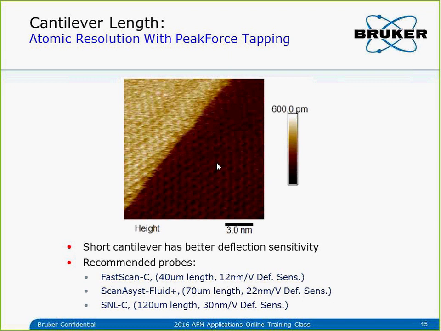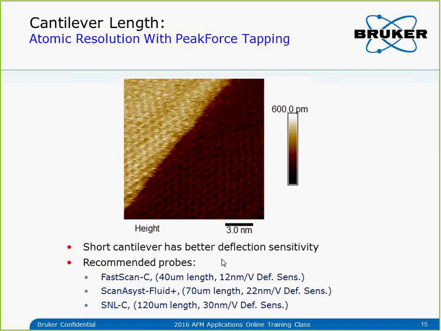Typically, I use the FastScan-C probe for this kind of application, to image the lattice at atomic resolution in typical tapping mode. The FastScan-C is a really small cantilever, only 40 microns in length, and the nominal deflection sensitivity is about 12 nanometers per volt. That's really good. You can use the FastScan-C not only on FastScan, but also on ICON and MultiMode.